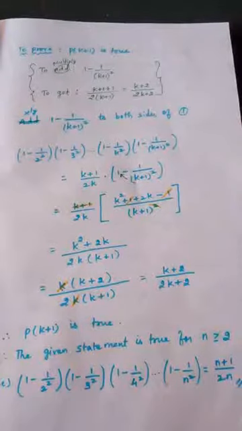3 steps. What are they? Proving the result is true for n is equal to 1. Assuming the result is true for n is equal to k. Proving the result is true for n is equal to k plus 1. These are the 3 steps involved. Again, we will see one more problem in the same model.